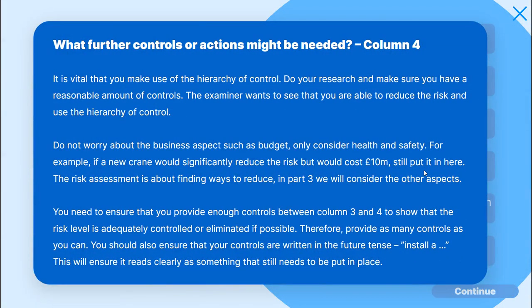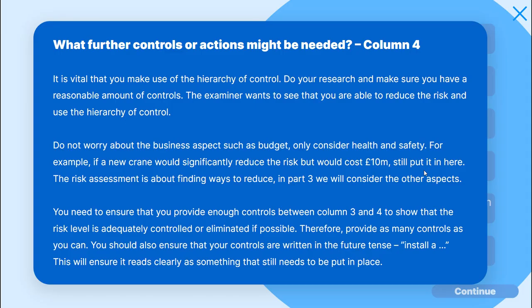What further controls or actions might be needed? It is vital that you make use of the hierarchy of control. Do your research and make sure you have a reasonable amount of controls. The examiner wants to see that you are able to reduce the risk and use the hierarchy of control. Do not worry about the business aspects such as budget, only consider health and safety.